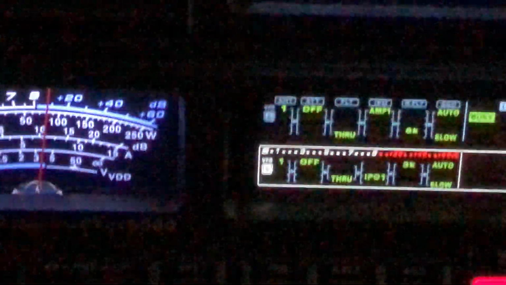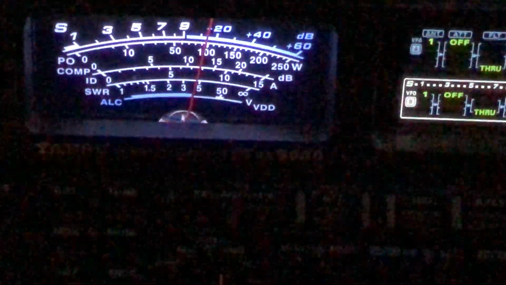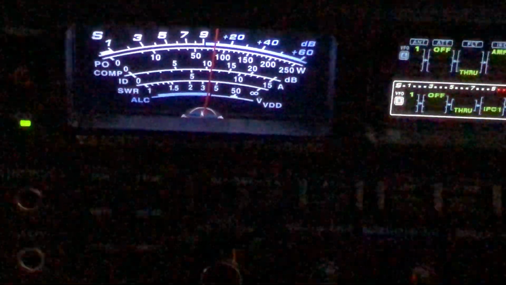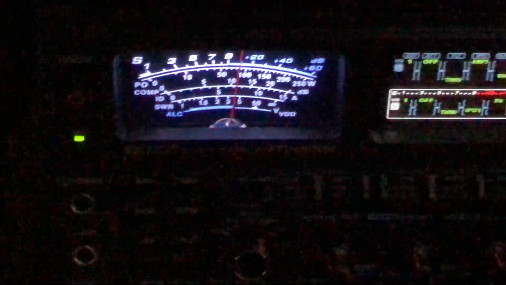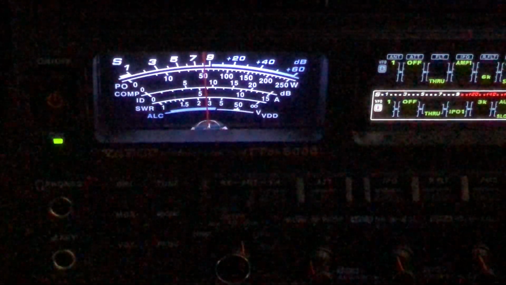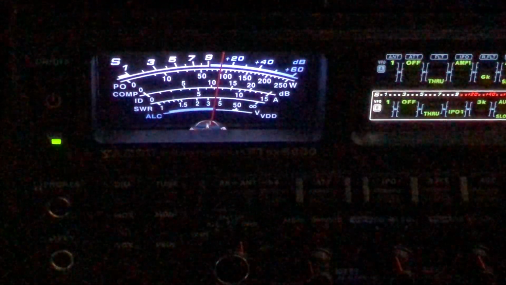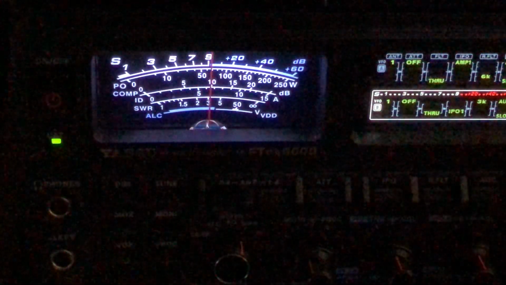That is an Ameritron AL80B. It can produce a kilowatt if you really stretch it out, with one tube. I don't do that generally unless I'm trying to break a pileup. I will generally run it at about 700 or 800 watts.